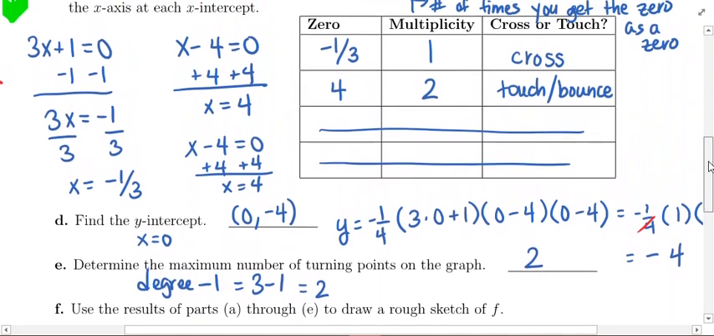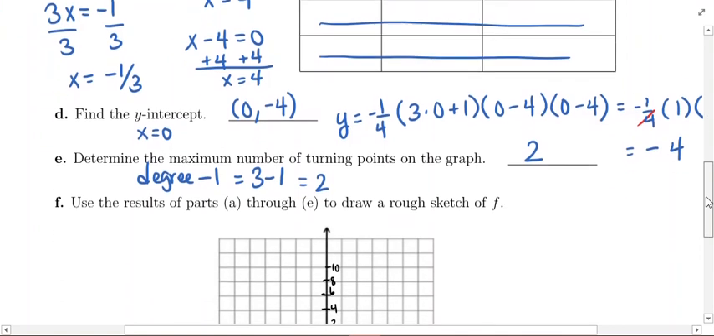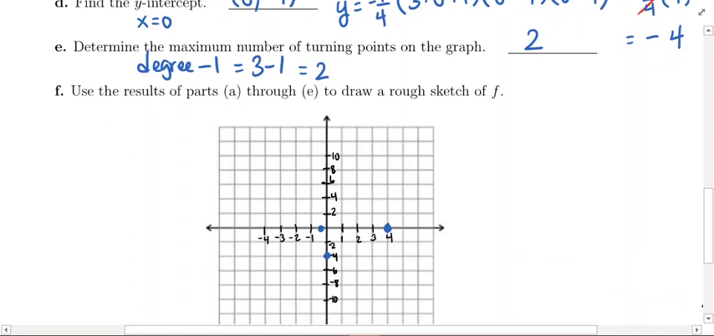Going back to the zeros, we have to adhere to the rule: at -1/3, the graph is going to cross, and at x = 4, the graph is going to touch or bounce. So if you look at -1/3, you're supposed to cross here. The way it's going, it looks like you're going to come through here and go down through the y-intercept. So you're crossing, going from above the x-axis to below. And then at 4, you're supposed to bounce.